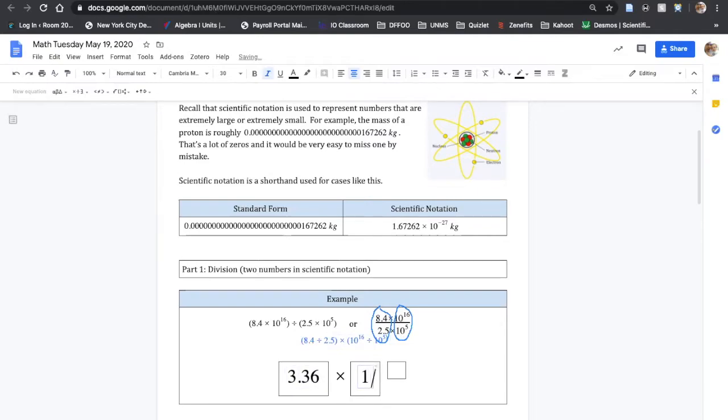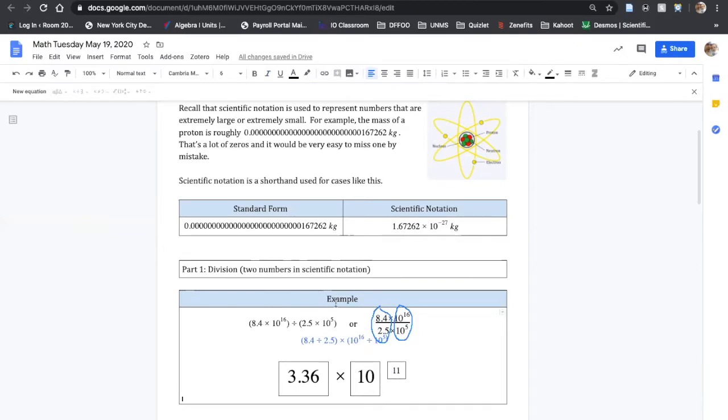It's going to be multiplied by 10. I've got to figure out the power, right? So now I have 10 to the 16th divided by 10 to the 5th. That is actually the quotient rule, which we learned last week. The quotient rule tells us to keep the base the same, so the 10 stays, and I subtract the exponents, don't divide them. So 16 minus 5 gives me an exponent of 11. So 3.36 times 10 to the 11th power is my final answer when I divide those two.